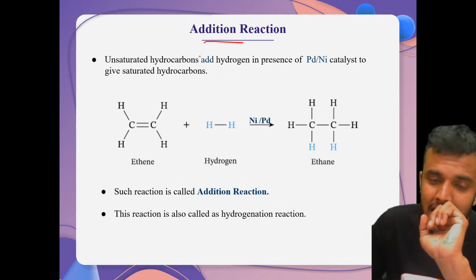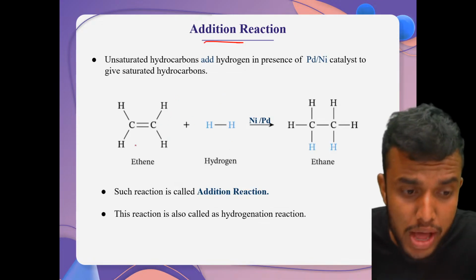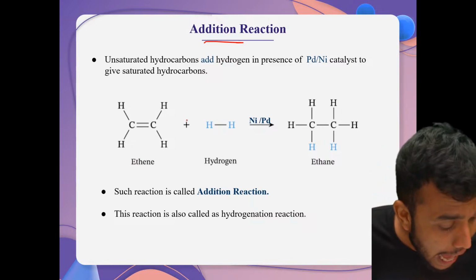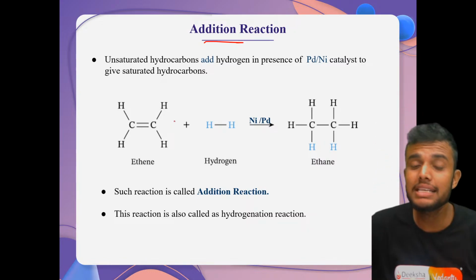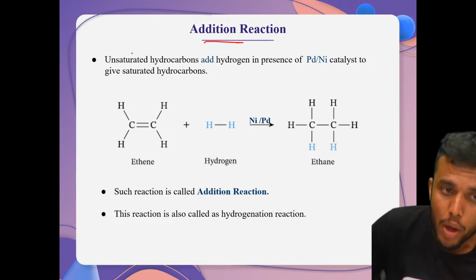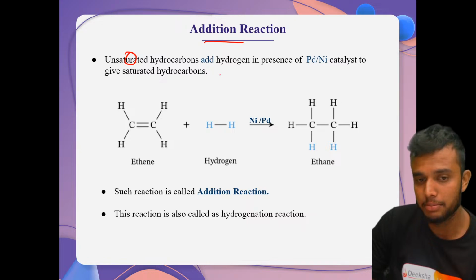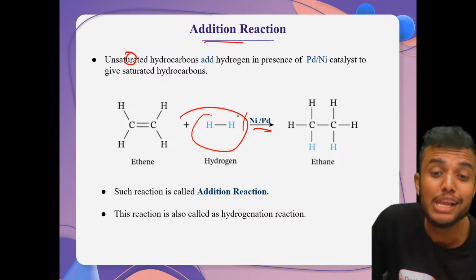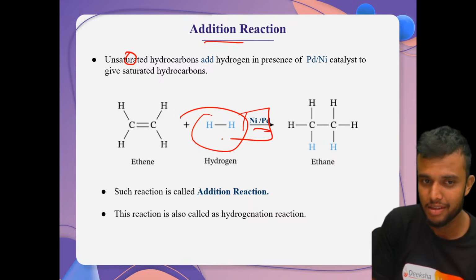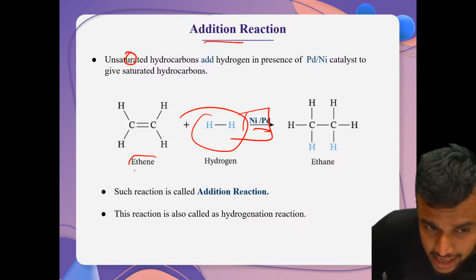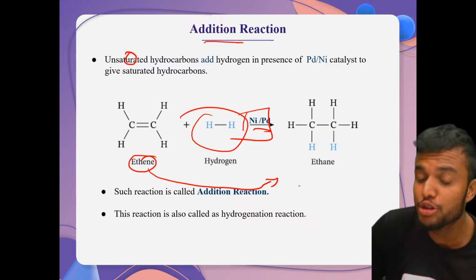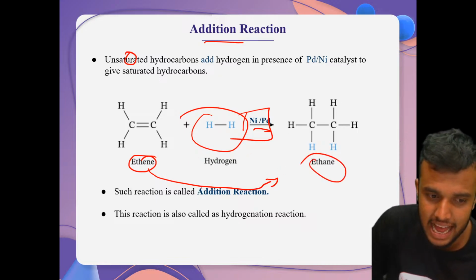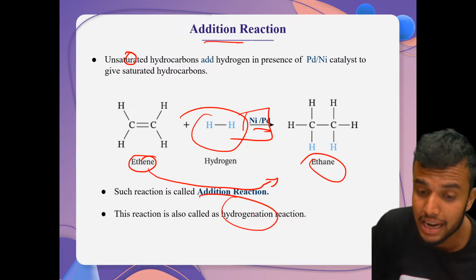Next mode, the addition. We need to add here. Very simple. Only unsaturated molecules undergo addition reaction. What is an addition reaction? Whenever we add hydrogen to unsaturated hydrocarbons using a nickel or palladium catalyst, these compounds are completely converted from unsaturated to saturated. These are called addition reactions. My dear students, this is also called a hydrogenation reaction.